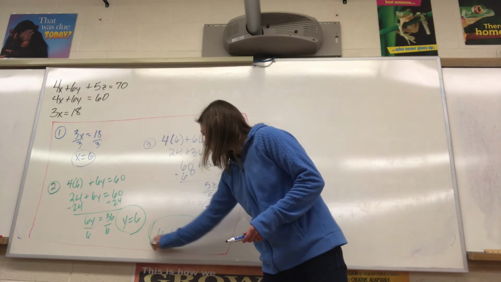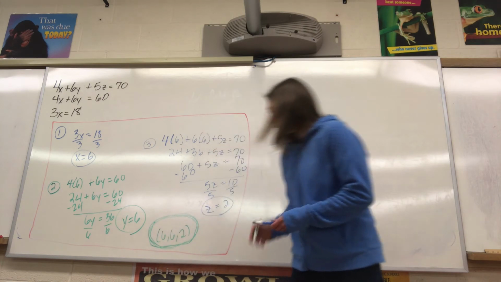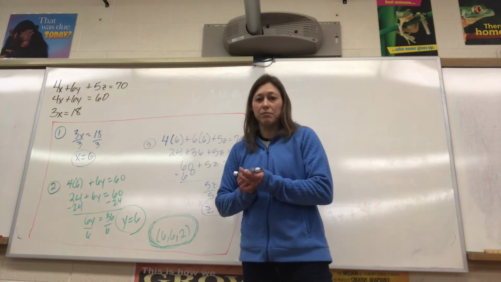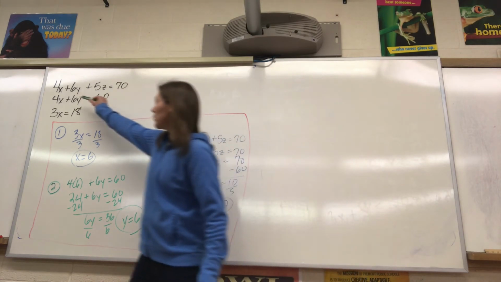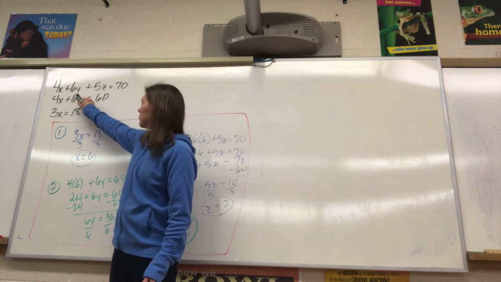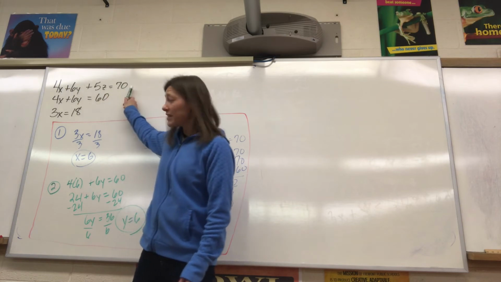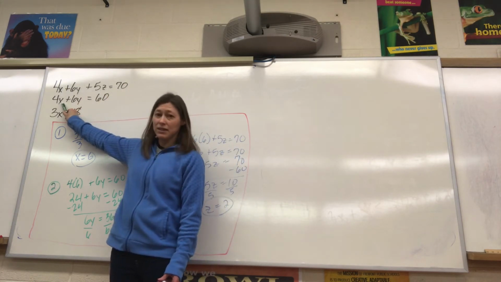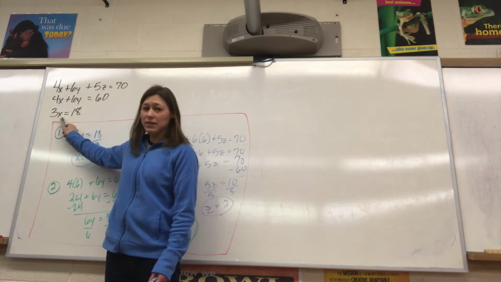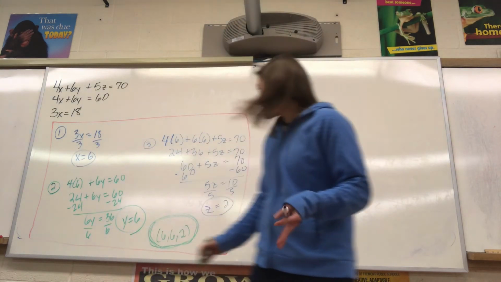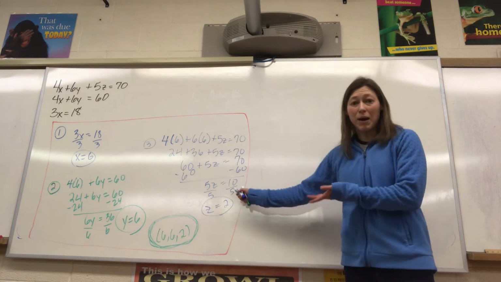And then we always want to check our answer to see if it works. So if I put 6 and 6 and 2 up here, we've got 4 times 6, which is 24, plus 36, plus 10, that does equal 70. 4 times 6, 24 plus 36, it does equal 60, and 3 times 6 does equal 18. So we got this right, and look at this. I'm within my box.